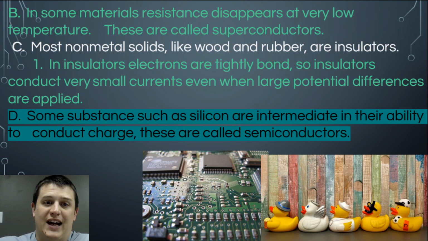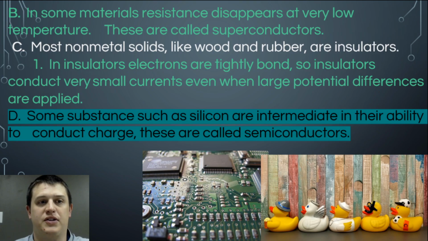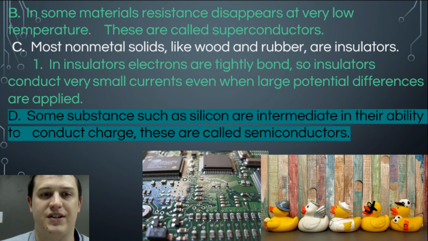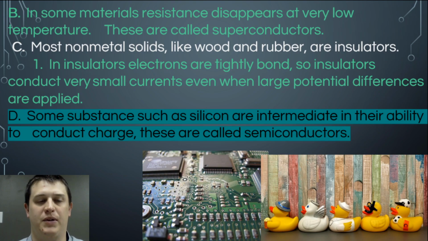In insulators, electrons are tightly bound, so insulators conduct very small currents even when large potential differences are applied. Some substances, such as silicon, are intermediate in their ability to conduct charge, and they're called semiconductors. If you've heard of silicon, that's something we use in microchips as well because it's pretty middle in its ability to conduct charge while still being a resistor, but not too resistant, so it still has charge and flow.